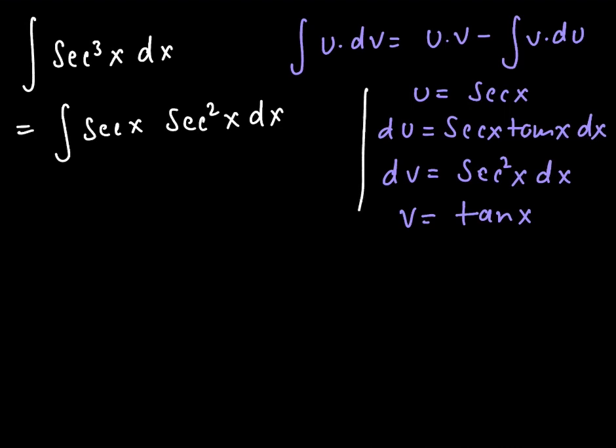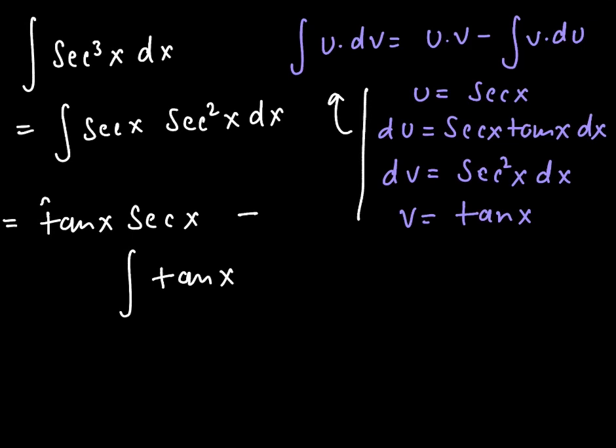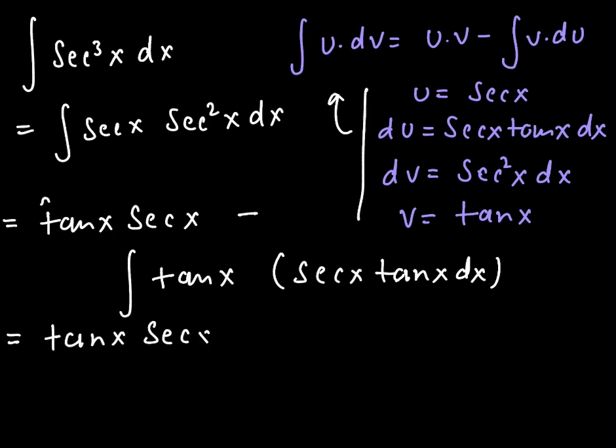Now we will plug in these values here, so we would have u times v, that is tangent of x times secant of x, minus the integral of v du, that's going to be tangent of x times du, that's secant of x times tangent of x dx. Now further simplifying it, we would have tangent of x times secant of x minus the integral of tangent square x times secant x dx.